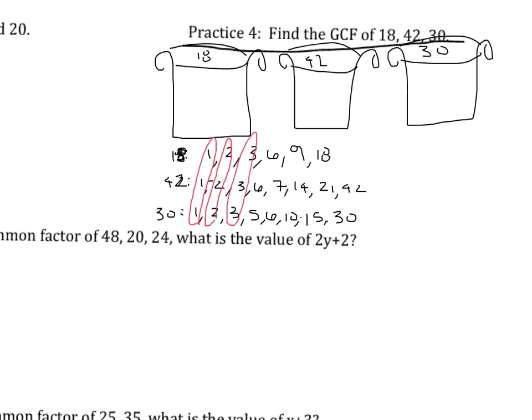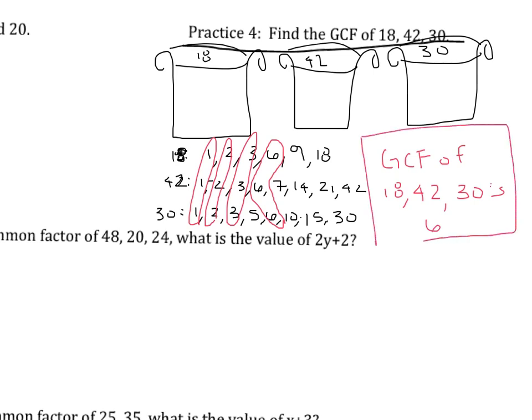Now, 18 and 42 have a 6, but 30 does not, so we're not going to count that. Okay, I'm going to keep going. Oh, it actually does have a 6 in common, so I am going to count that. They all have a 6 in common. They don't have a 9 or a 7 or a 10, an 18 and 14 and 15, a 21, a 42, and a 30. Because they all 3 have a 6 in common, the GCF of 18, 42, and 30 is 6.